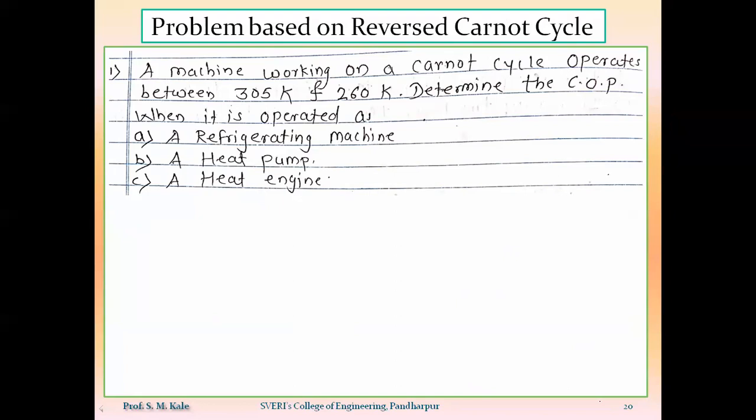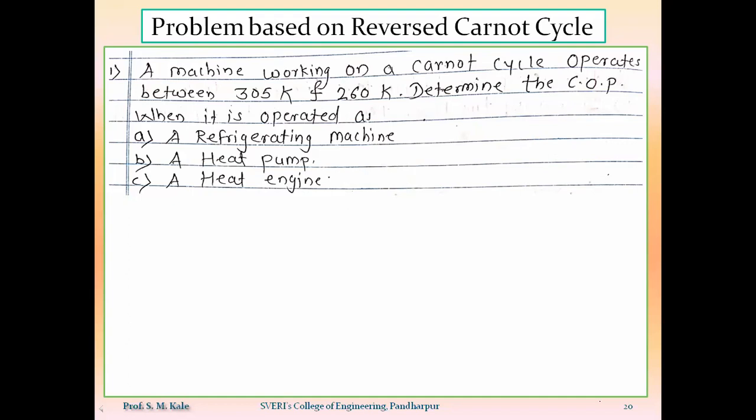So most of the time in the problem, they will not specifically mention the reverse Carnot cycle. They will mention the Carnot cycle for the refrigeration system. Carnot cycle for refrigeration system is nothing but reverse Carnot cycle. Are you getting it? So a machine working on Carnot cycle operates between 305 Kelvin and 260 Kelvin.